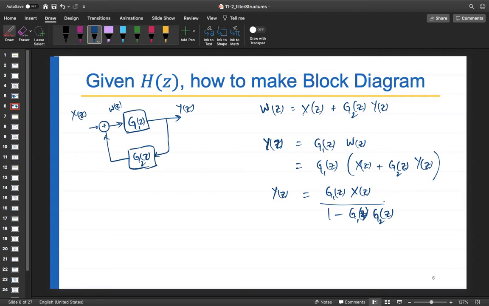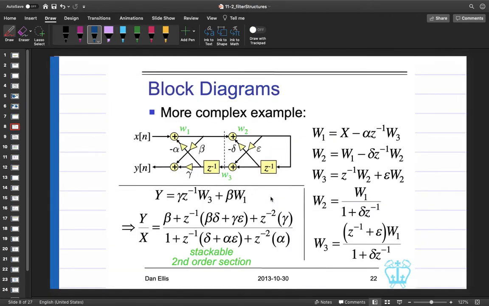Right. So in this way, and now I know my YZ upon XZ is my H of Z, so this term goes away. This is my H of Z. Okay, so that's it. So now a more complicated block diagram. So this is an example. So given this block diagram, how do I find my H of Z?